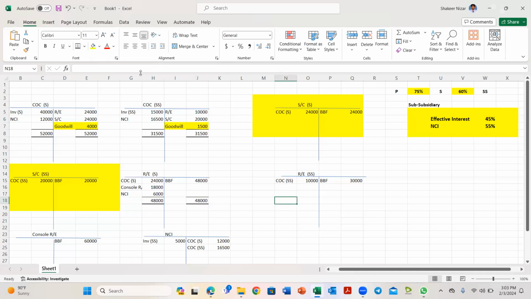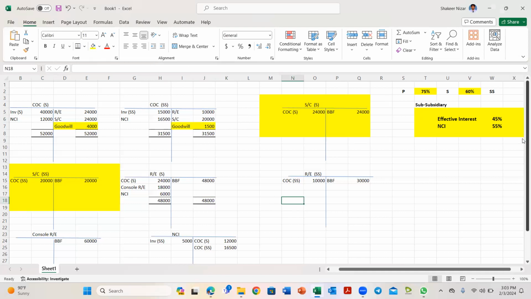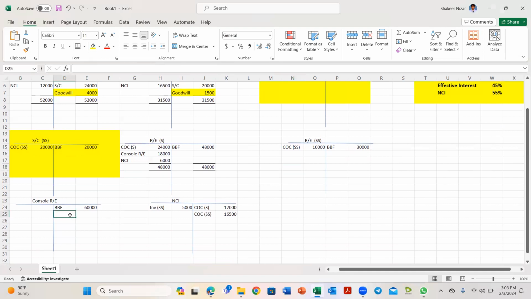Then we want to do the adjustments. The consolidated retained earnings debit, retained earnings of subsidiary, what is the amount? 18,000. And the NCI account needs to be credited, retained earnings of subsidiary, amount of 6,000. Then you can see this account also netted off.